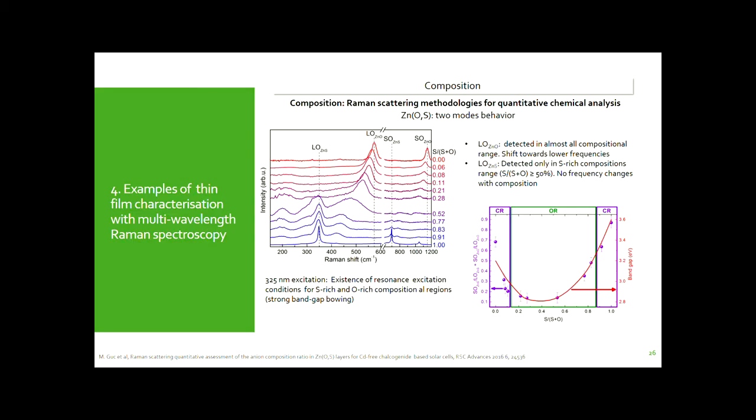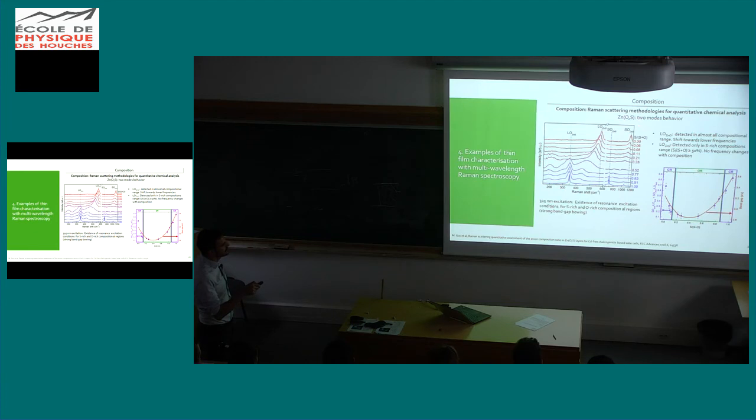This is an example of two modes behavior, and zinc oxysulfide is always a very nice example. You can move from pure zinc oxide material to pure zinc sulfide material, and then you observe how the zinc oxide mode starts to shift, but then the zinc sulfide mode appears and you have two modes behavior. Once again, following the ratio between the intensity of the zinc oxide mode and the zinc sulfide mode, you can have access to the composition of your layer.